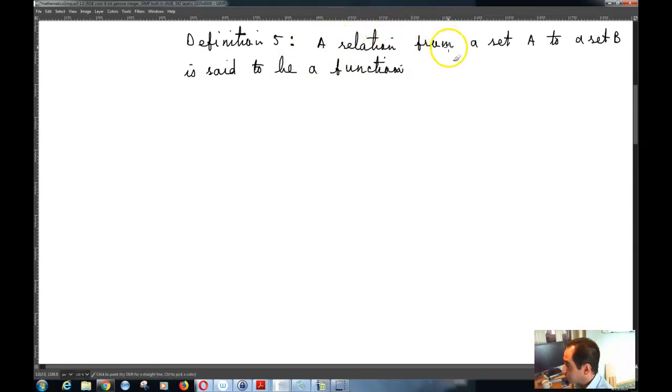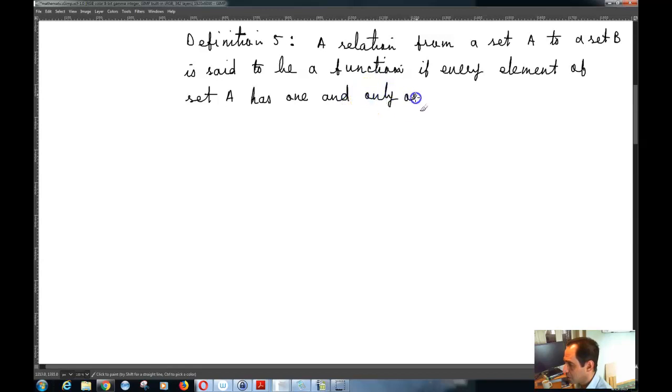So it says that the relation from a set A to a set B is said to be a function if every element of set A has one and only one image in set B. So you need to pay close attention to these words.